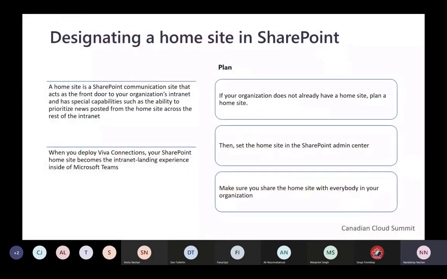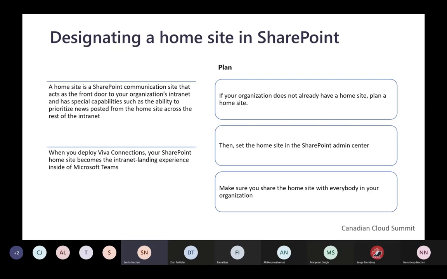Whenever you are setting up the home site, there are a few points to consider. So let us see what those are. A home site is a SharePoint communication site that acts as a front door to your organization intranet and has special capabilities such as the ability to prioritize the news posted from the home site across the rest of the intranet. When you deploy Viva Connections, your SharePoint home site becomes the intranet landing experience inside of Microsoft Teams. So consider using this landing template in a SharePoint lookbook to get a head start.